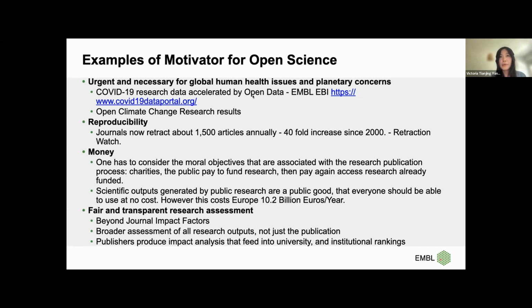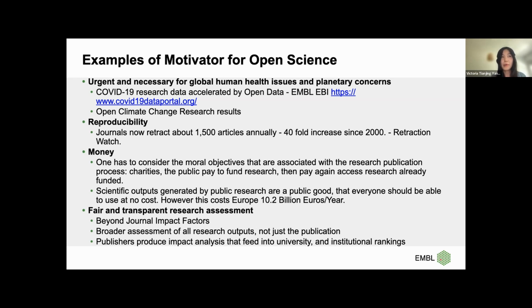One example is that EMBL-EBI, in 2020, launched this COVID-19 data portal that allowed researchers to share COVID-19 research data. And this is instrumental for us in our COVID-19 research. Another aspect that's super important is, of course, climate change research.